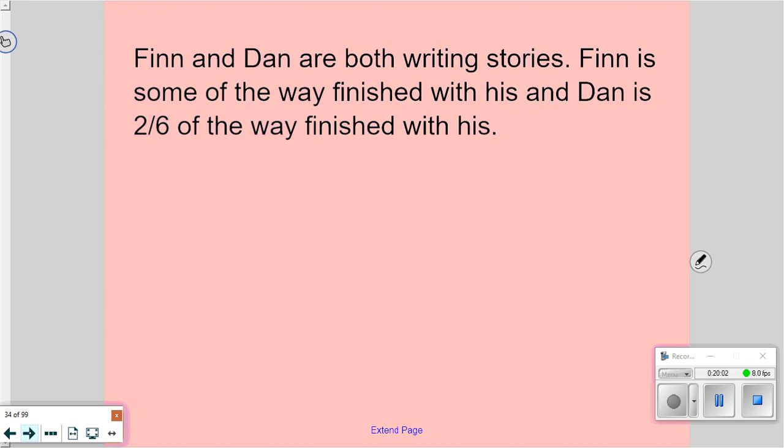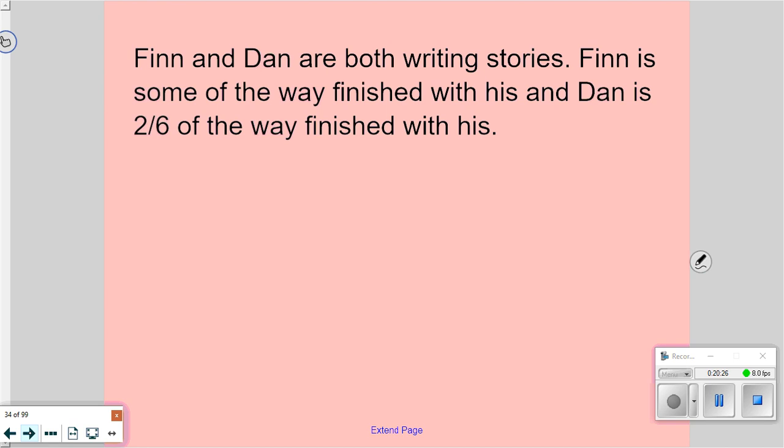What are you wondering? Rylan? I'm wondering what is the fraction with Finn? Oh, you're wondering how far is Finn? It just says some. Yeah, how far along is he? Because Dan is given the fraction. Sure. He is 2/6 of the way done. Absolutely. Zach, what are you wondering?